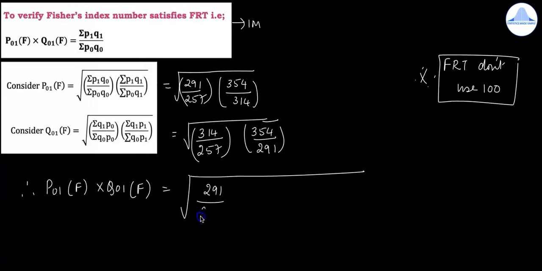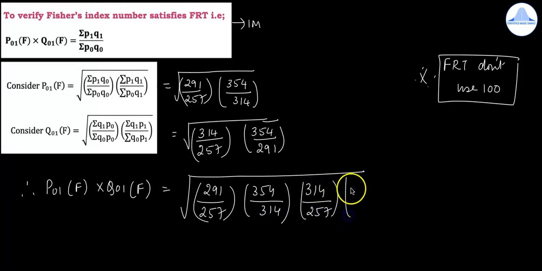So 291 by 257 into 354 divided by 314 into 314 by 257 into 354 by 291. Now here all the terms will not get cancelled. Only for TRT all the terms will get cancelled and you will get root 1 which is equal to 1. Here only 4 terms will get cancelled. So see carefully and cancel.